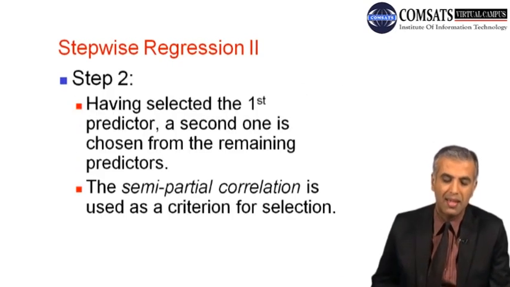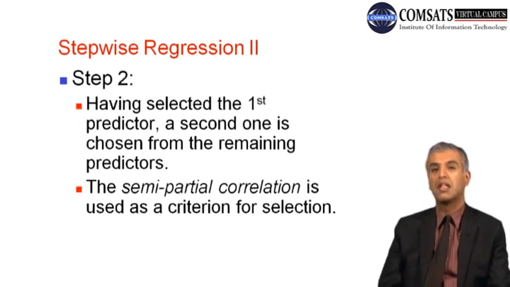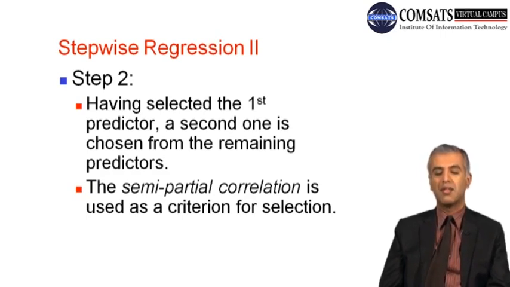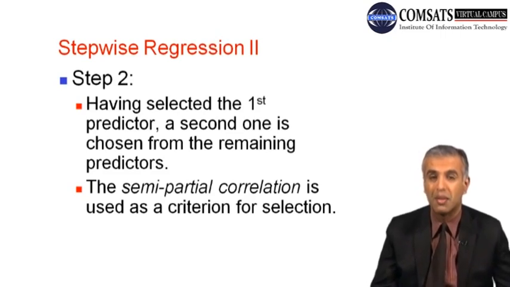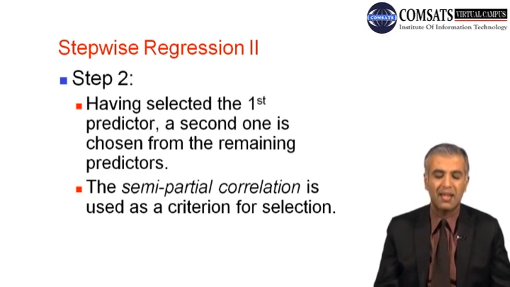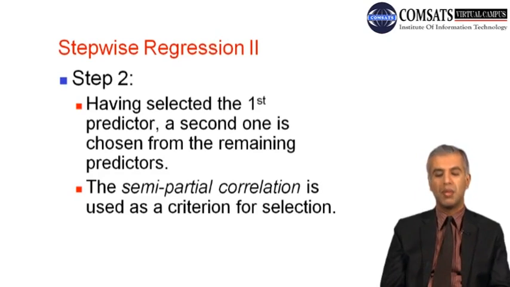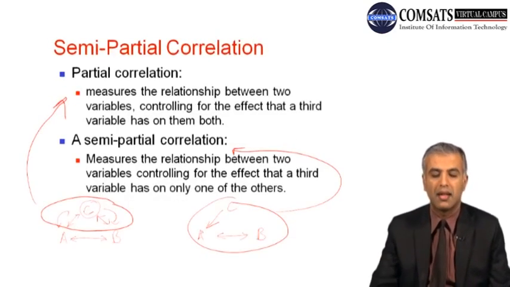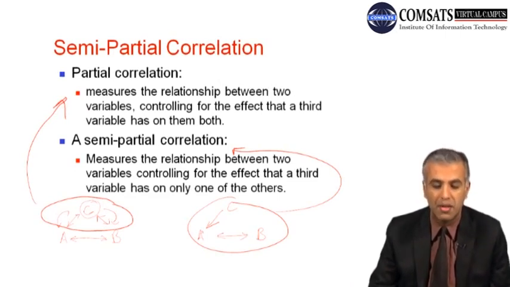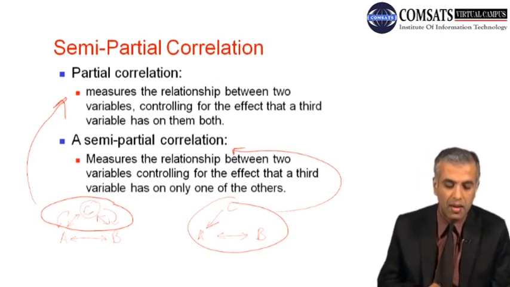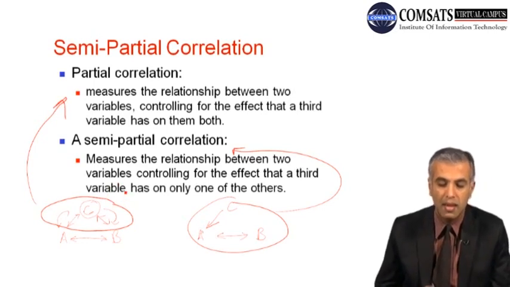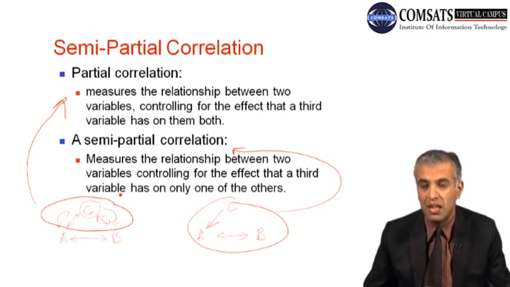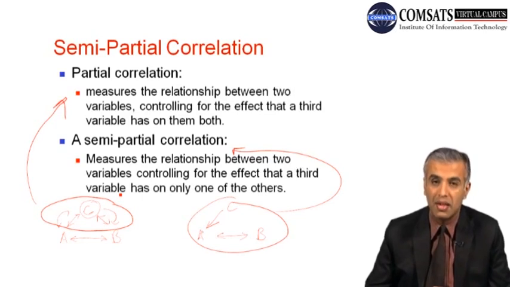So this can create a problem from our analysis perspective. Then we have the second step. In the first step we have already discussed that the first variable is inducted based on the total correlation, and SPSS assesses which variable has the strongest correlation. In the second step, SPSS chooses the remaining predictors, and the criterion used to select the rest of the variables is semi-partial correlation. As we have discussed before, semi-partial correlation is a subtype of partial correlation. Partial correlation is the measurement of the relationship between two variables while controlling for the effect of a third variable which has influence on both.